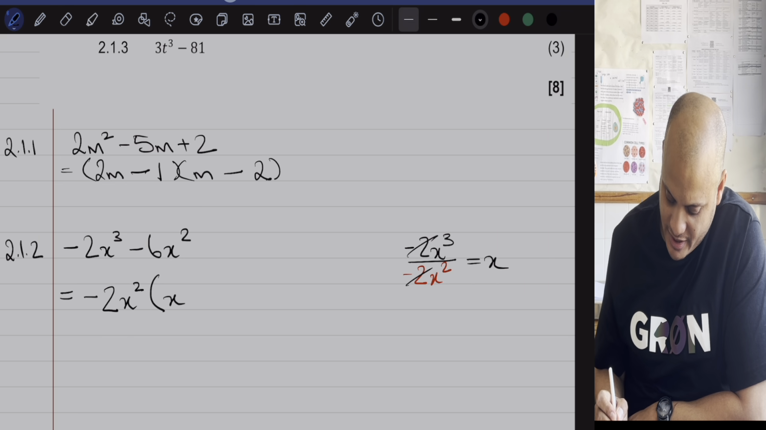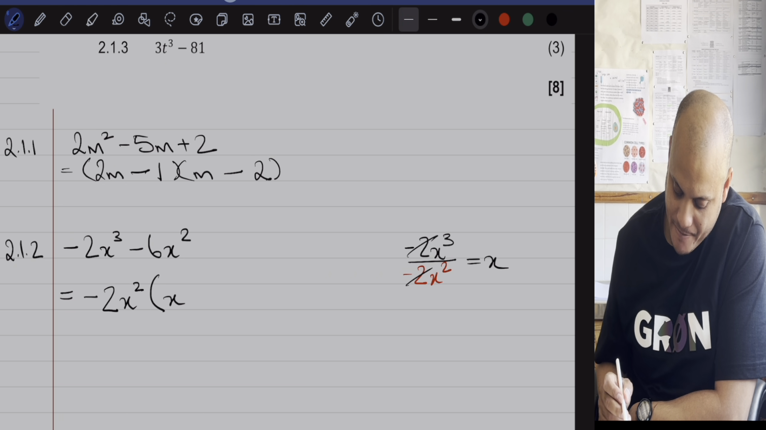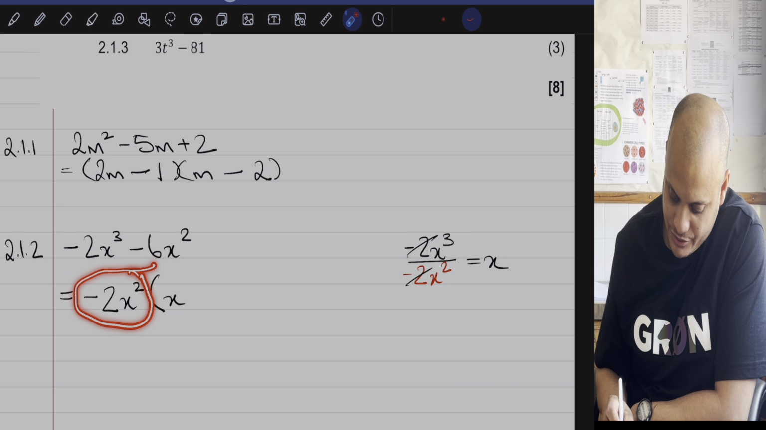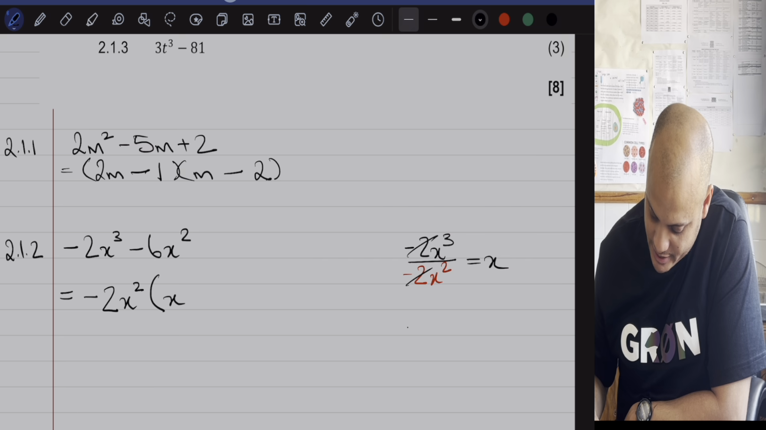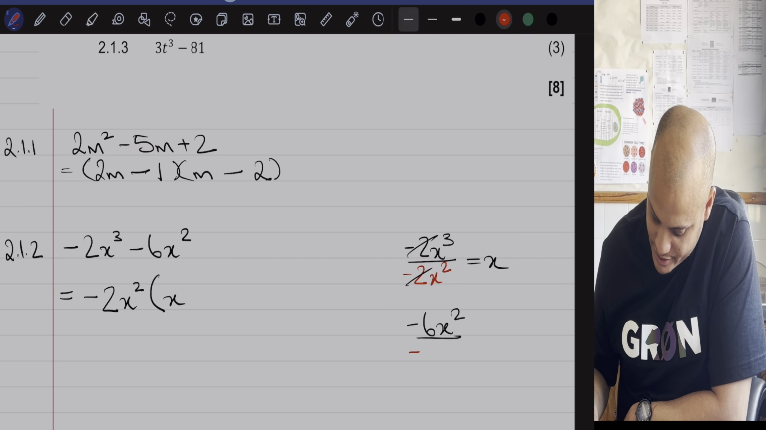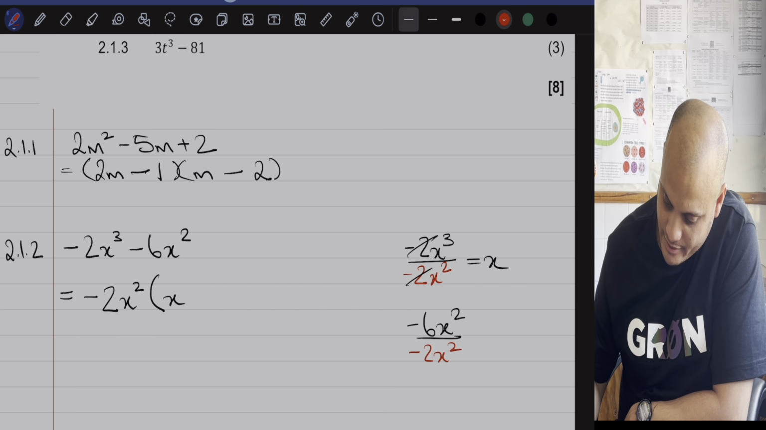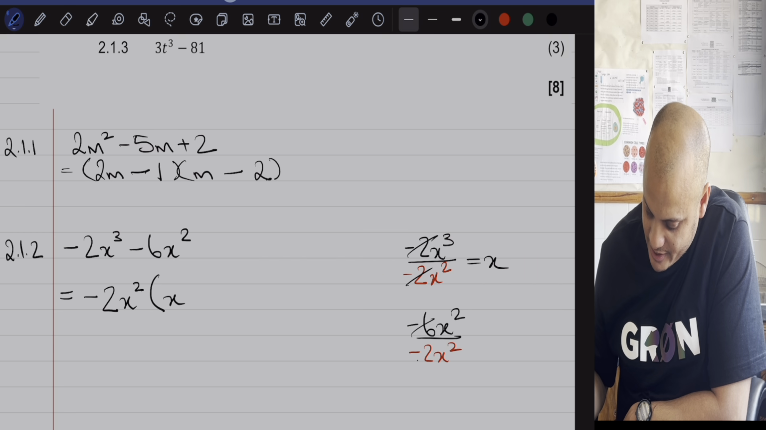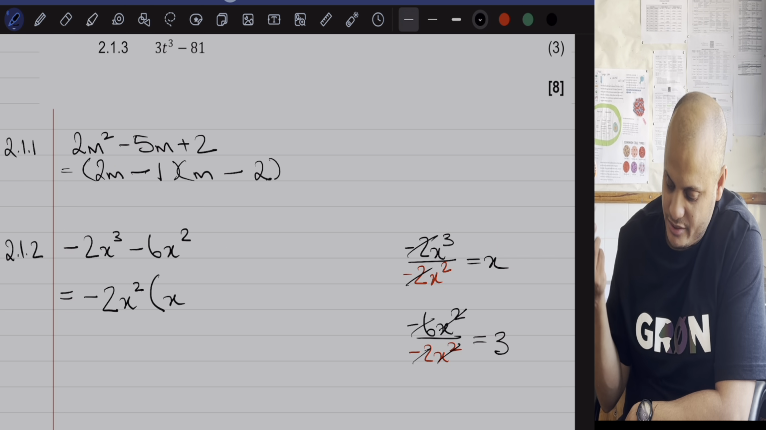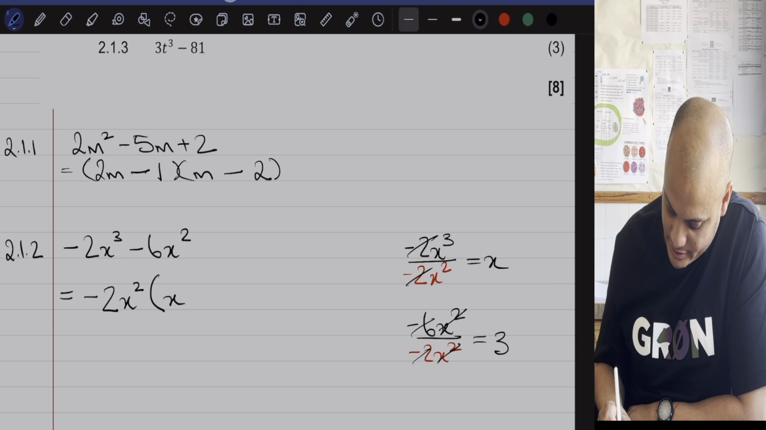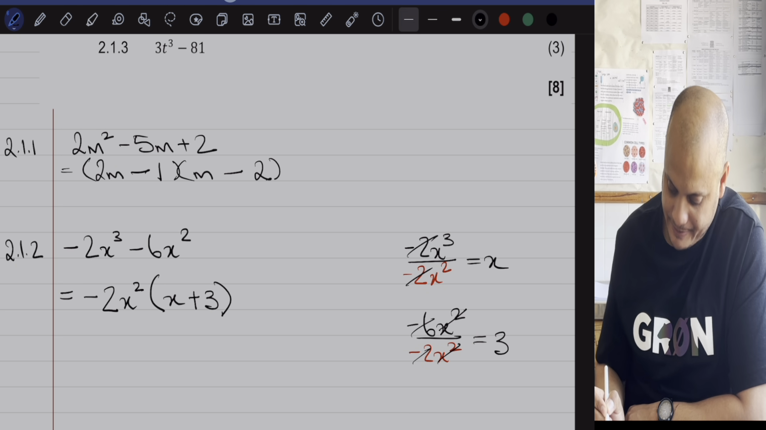So if I ask myself the question, what happens if I divide the highest common factor into the second term, which includes that negative sign? I can simply do that same exercise. In other words, negative 6x to the power of 2 divided by the HCF, which is negative 2x to the power of 2. So here, negative 6 divided by negative 2 gives me a positive 3. And x to the power of 2 over x to the power of 2 cancels out, it's 1. So the answer here is plus 3.